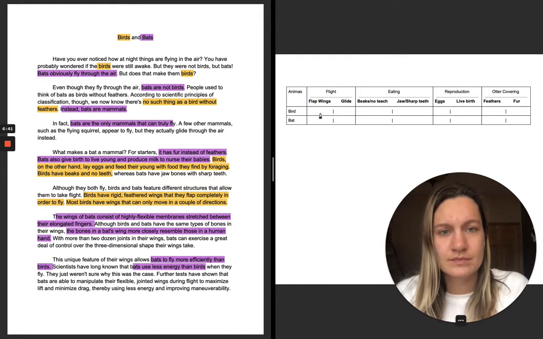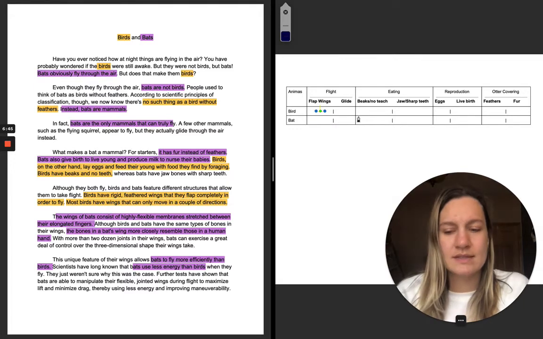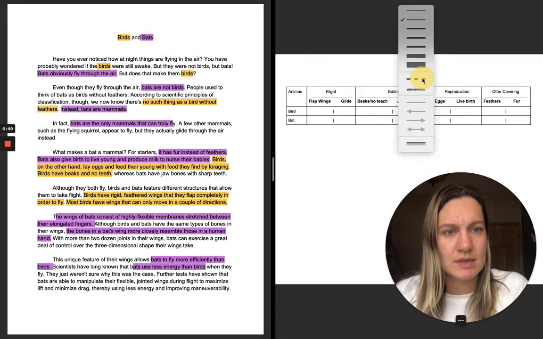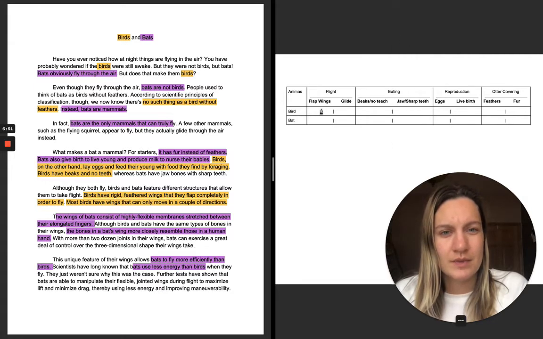Oh, we can't see that. I'm going to change this up just a second here. We're going to make this a little thicker. Here we go. Plus for flapping wings and a minus for gliding.